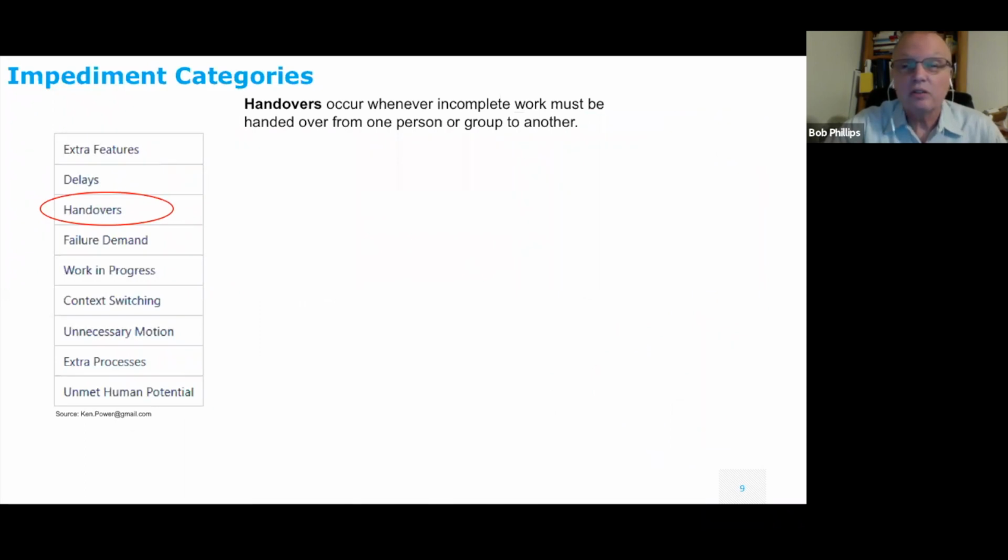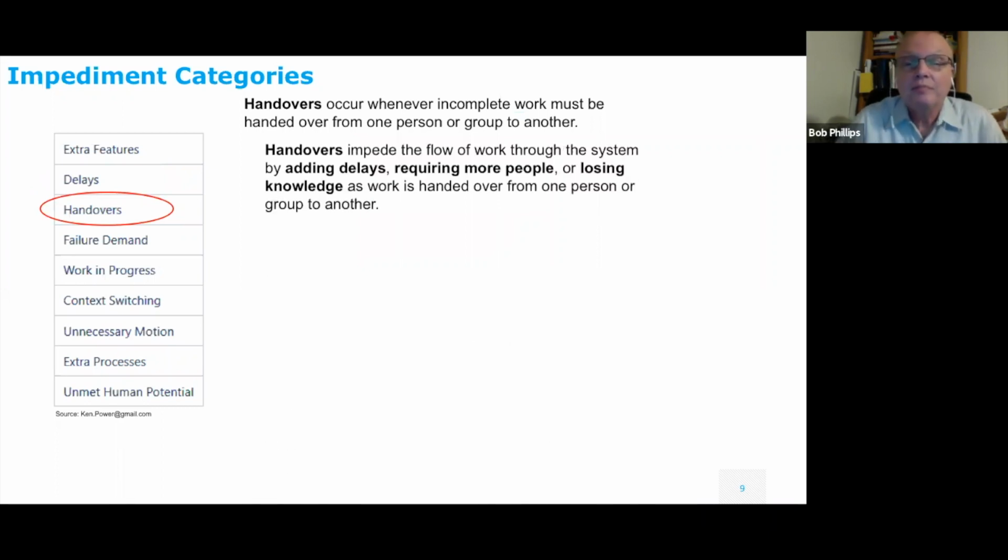Next is handovers. Basically, it's passing work from one person to another. The problem with handovers is it requires more people, and you lose knowledge. That's why they want you to have a feature team when you have a Scrum team, where the team can actually handle everything. The minute you start reaching outside your team is when you're going to have these types of handover problems.